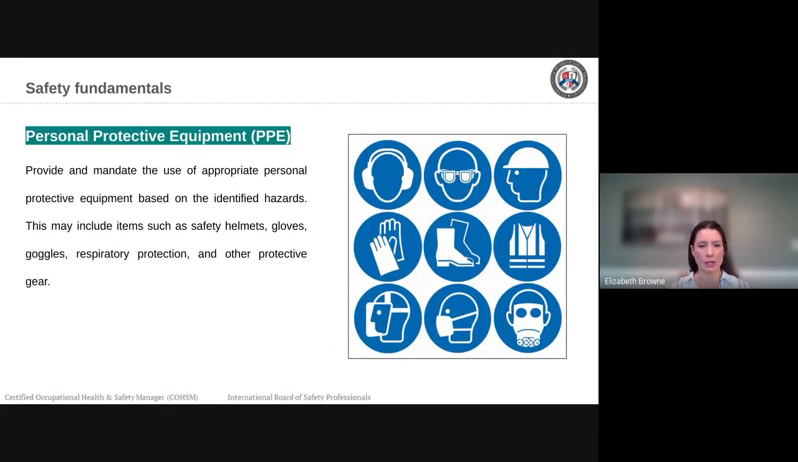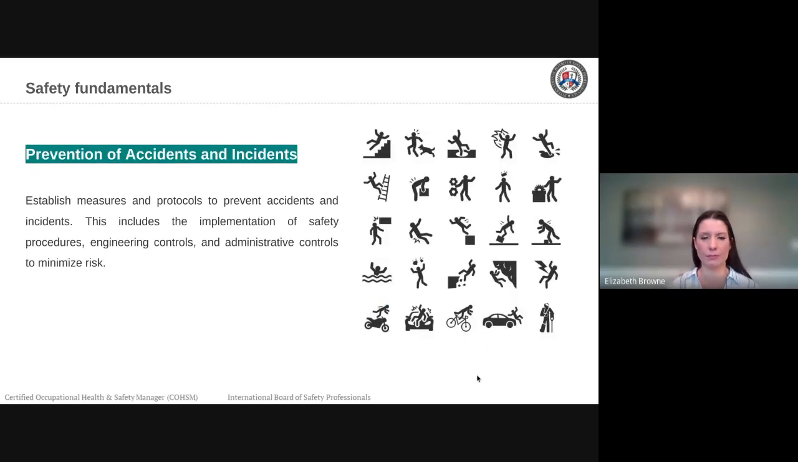Other safety fundamentals include personal protective equipment, so providing and mandating the use of appropriate personal protective equipment based on identified hazards. Some items that are considered personal protective equipment include safety helmets or hard hats, gloves, goggles, respiratory protection, and other protective gear. And we talked about the use of personal protective equipment as a last resort of hazard control in the hierarchy of hazard control. But most workplaces do require some use of PPE.